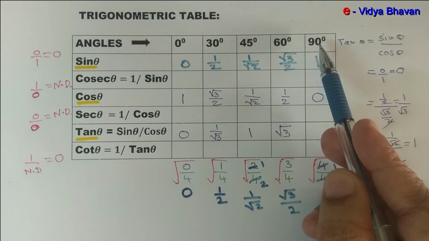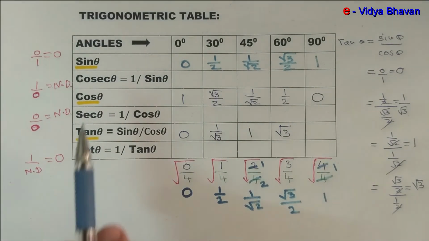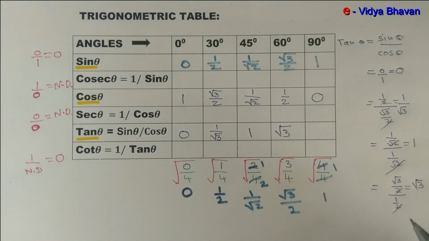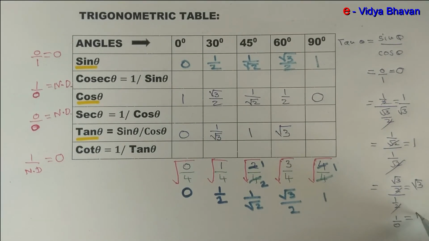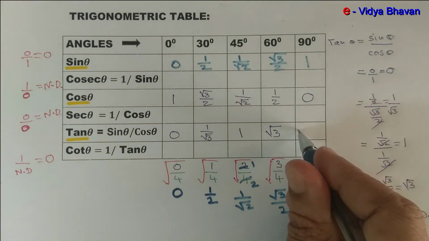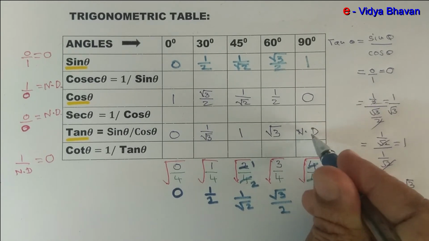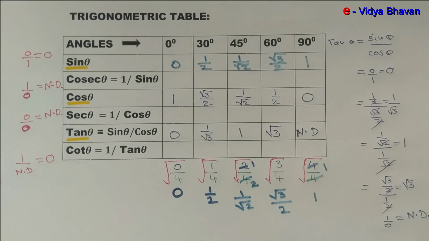For 90 degree, sin theta is 1 and cos theta is 0. So we have the value 1 upon 0. Here we have not defined, so we write not defined.